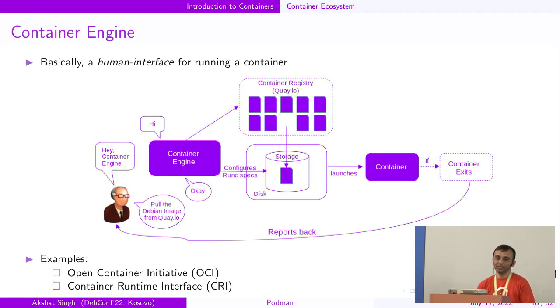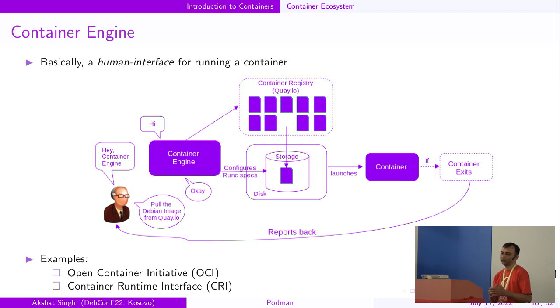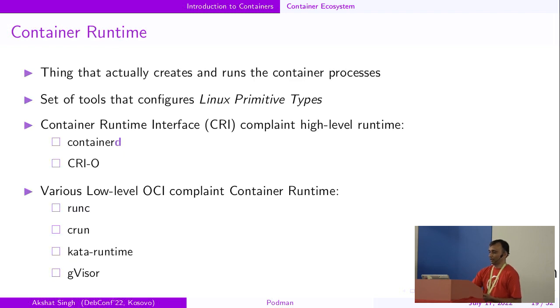A container engine is basically a human interface for running a container. Like if you want to say, please pull me one Debian image from quay.io, which is a registry. It pulls it to the disk, stores it in the storage, configures runc, which is a container runtime, and launches the container. Examples of it are OCI and the container runtime interface.